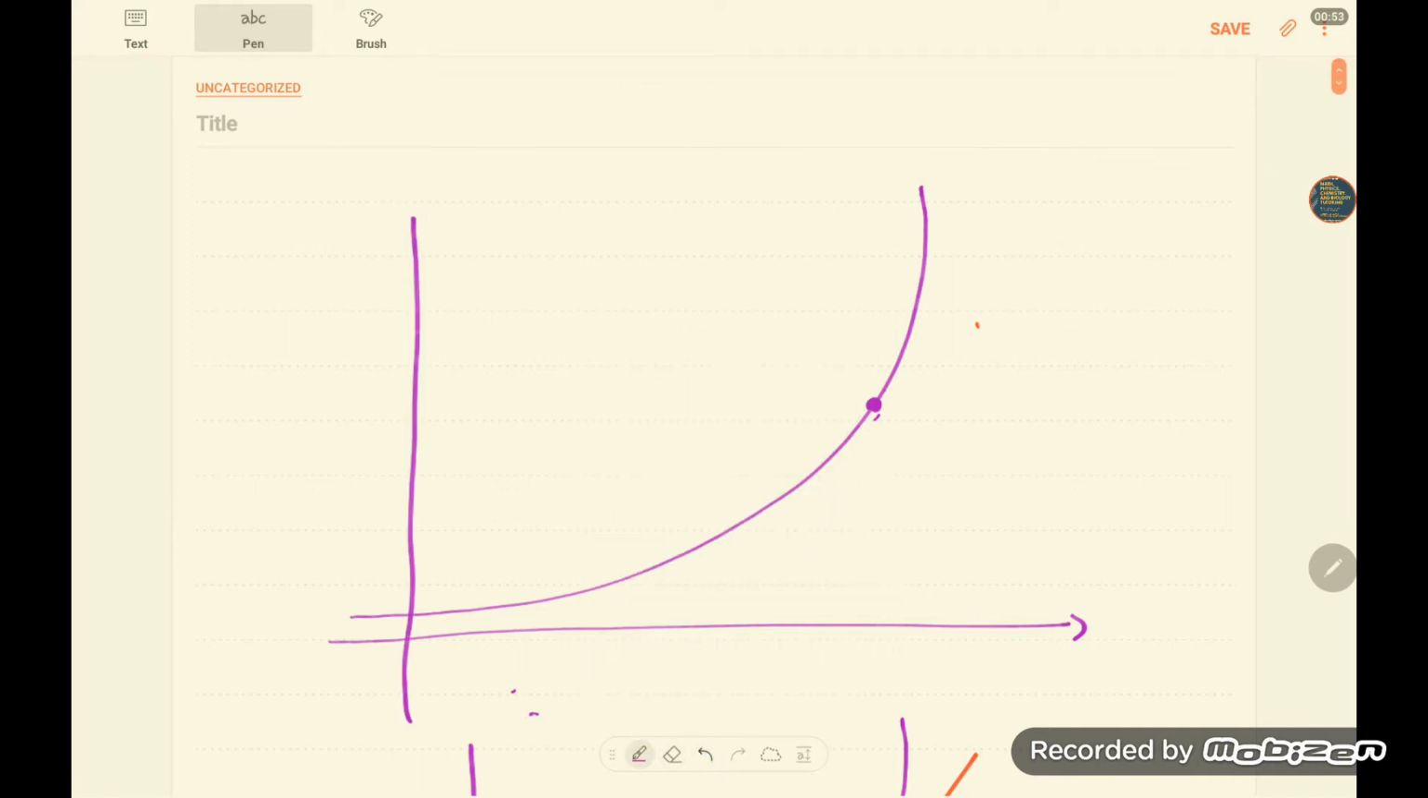My apologies there. This is my y, this is my x. Okay, so say we want to find the gradient of the curve at a point B. And from what we've learned before, the best way to do this is to draw a tangent to the point B, which just touches but does not cross or cut the curve at B. So it just touches it.